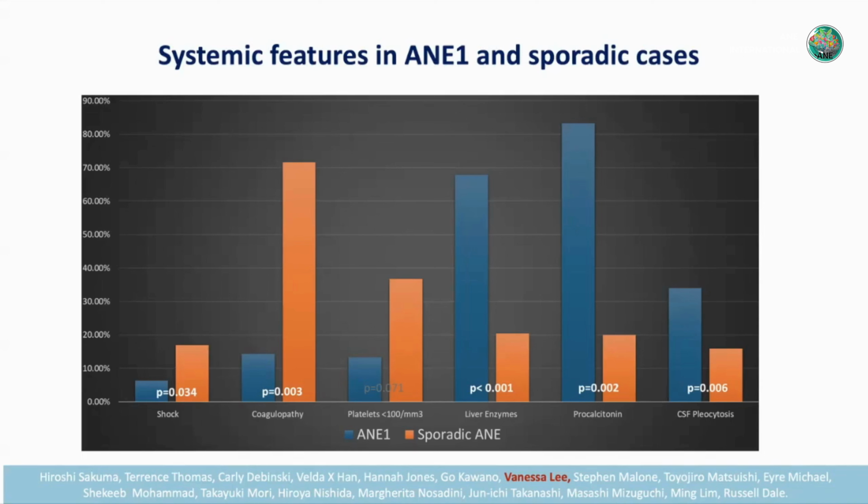I wanted to suggest some discussion first before we show the treatment data, because it's not really relevant to the differences between ANE1 and sporadic. So thank you for your attention.